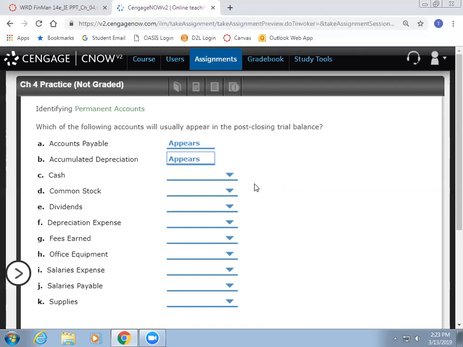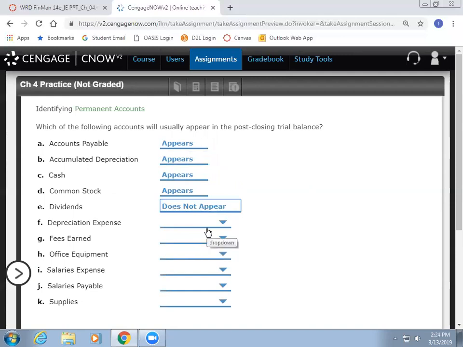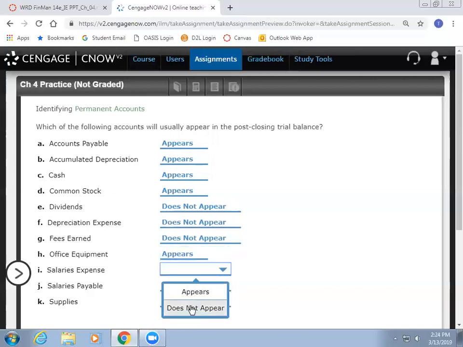Cash, it appears. How about common stock? Good. Dividends? Yeah, they're temporary. Perfect. Depreciation expense? Does not. Fees earned? Very good. See, these are pretty easy, right? Once you get in the habit. Office equipment? Yes, because it's an asset. Salaries expense? Nope. Salaries payable? Yes, because it's a liability. And supplies? Yes, it's an asset.